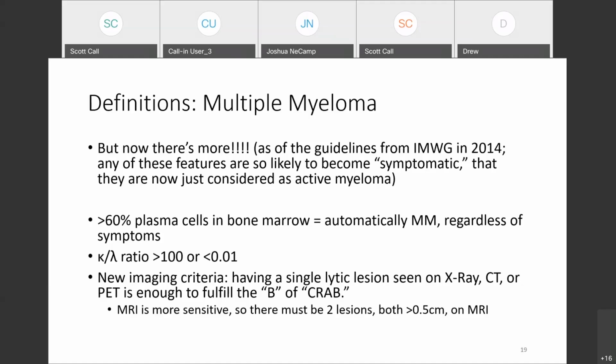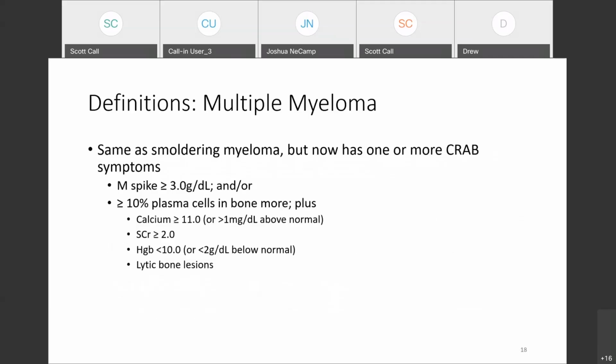And then there's also kind of a weird imaging criteria. They decided that if you see any lytic lesions on an X-ray or a CAT scan or a PET scan, that counts as a lytic lesion to make active myeloma. But since MRIs are much more sensitive and can see much smaller lesions, they say that on an MRI you would have to have 2 lesions and not just one. Again, I don't think you need to know these things. I think you should just focus on committing this slide to memory and knowing that cutoff of 3 grams, 10% plasma cells, and then know the CRAB criteria.